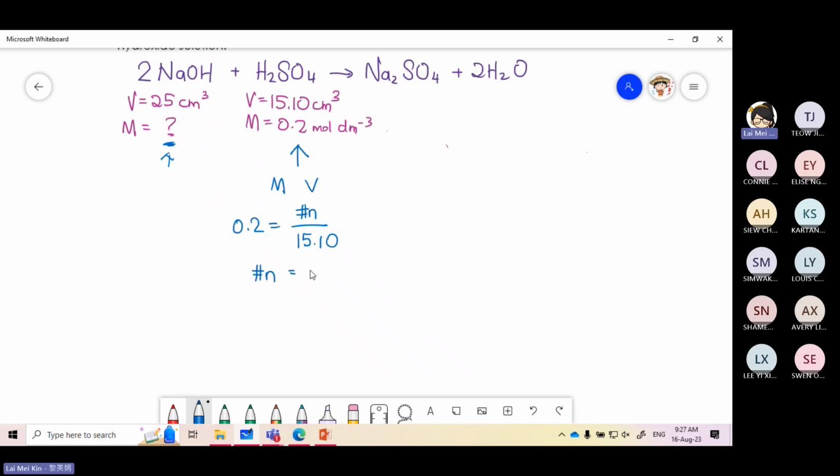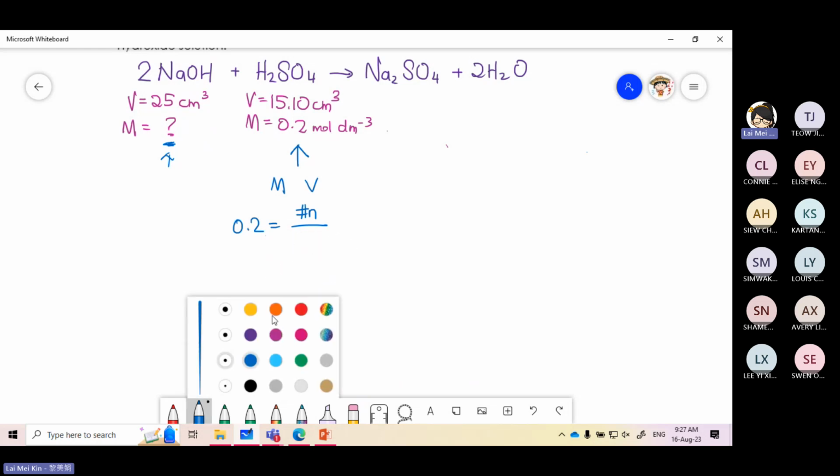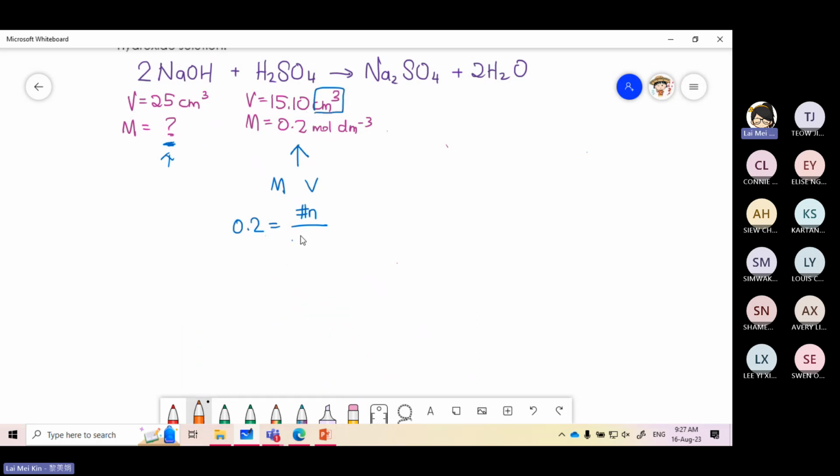Yes, very good, very sharp. I even forgot. Yes, you should convert centimeter to decimeter. No wonder I get a big answer. So 0.0151. 1, 2, 3, yes, correct. So what's the number of mole? Okay, it's very long, so try to put it in scientific notation. 3.02 times 10 to the negative 3 mole.